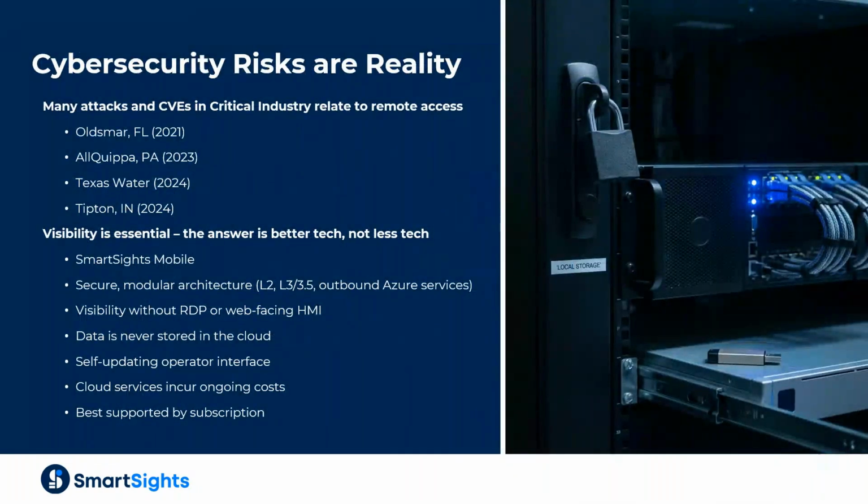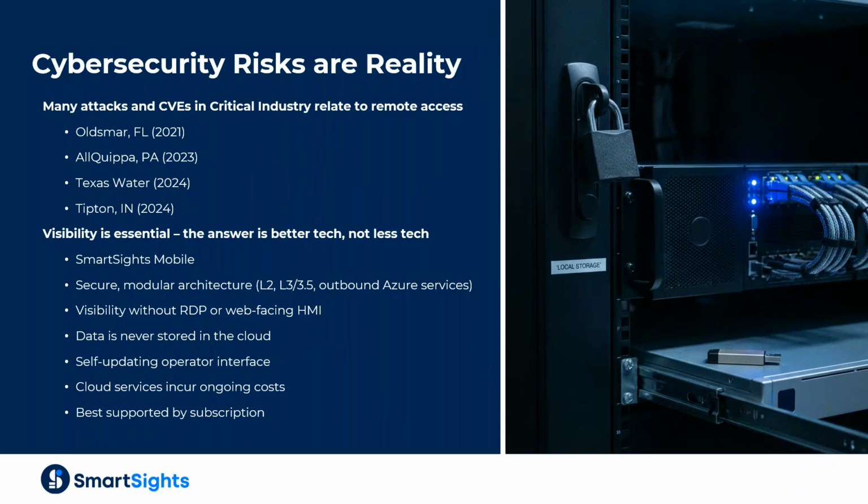Another factor in version stagnation is cybersecurity risks. They are real. There have been many highly publicized vulnerabilities and even attacks across critical industry, but some examples here specific to water and wastewater would be incidents like Oldsmar, Florida, Aliquippa, Pennsylvania, Texas Water, Tipton, Indiana. Across a lot of these attack incidents, some common threads are that they are often perpetrated by foreign state bad actors, and they often relate to remote visibility, remote access into in-plant systems.